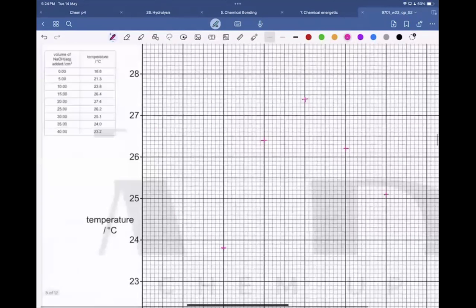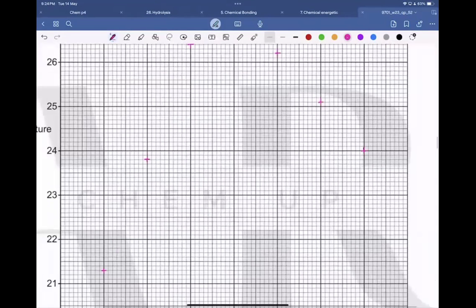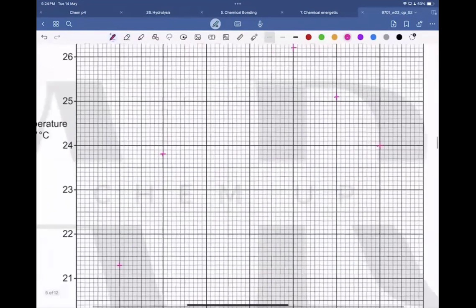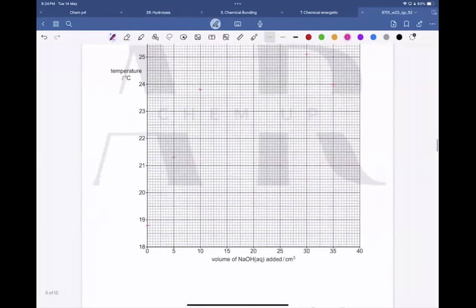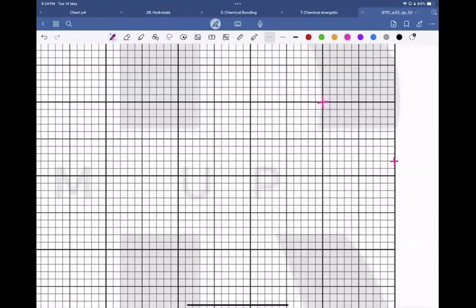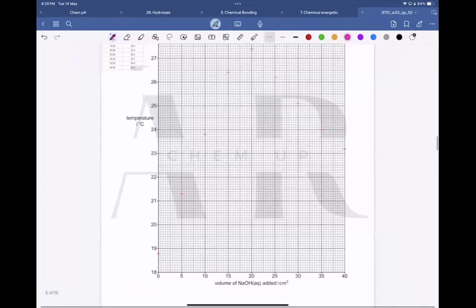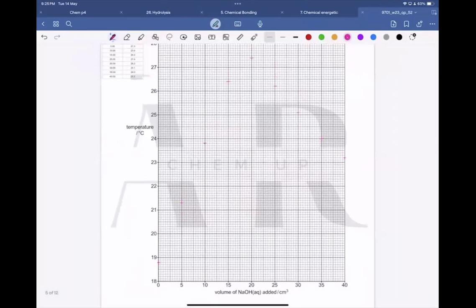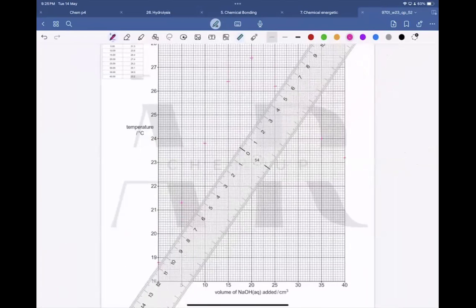Then at 35, it's 24. So it's 24 over here. And then at 40, it's 23.2. So 23.2 is this point. See what they are saying, that you need to draw the two lines of best fit.